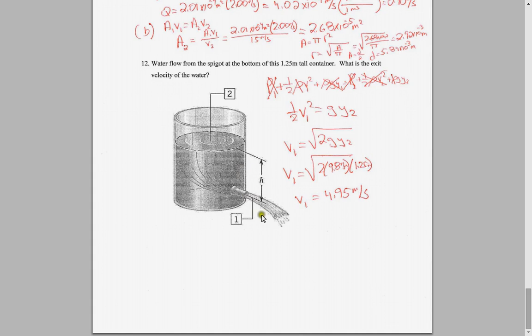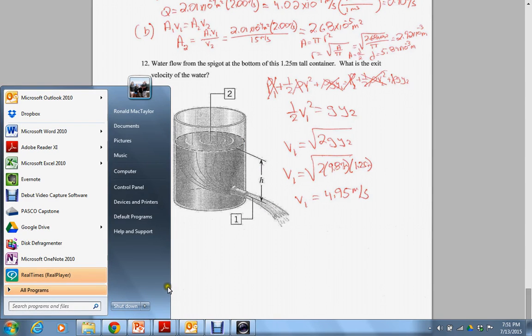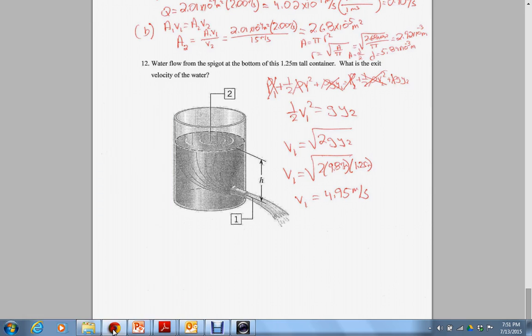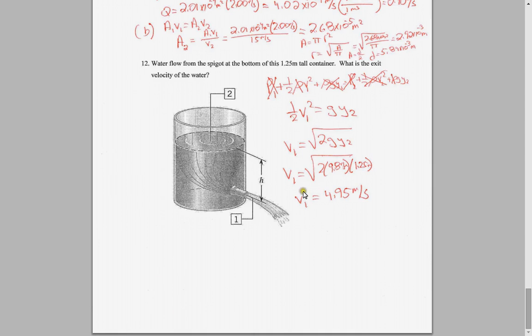The water flowing out at the bottom of the spigot is coming out at the same rate as if I took a rock and dropped it from this height and let it fall. It's a conservation of energy question. All right, that was practice exam 1. I wanted to get to practice exam 2.